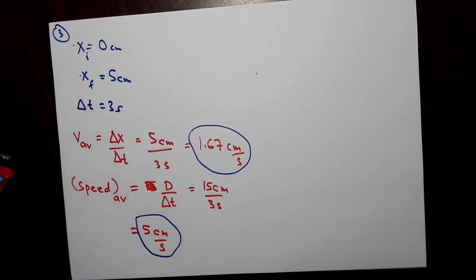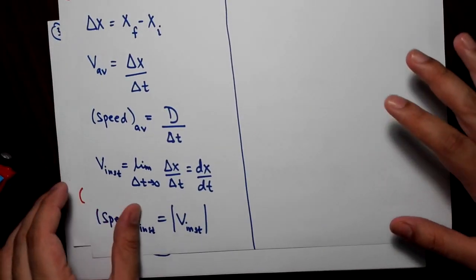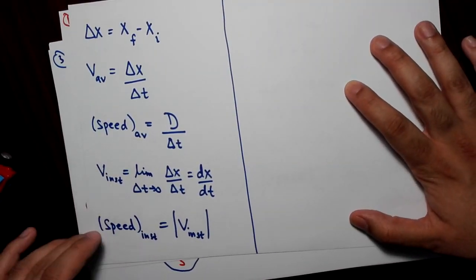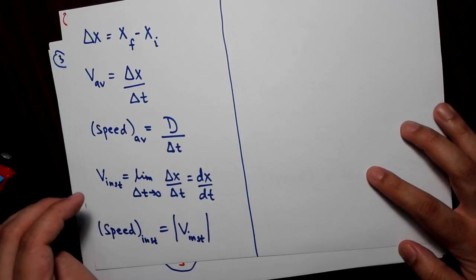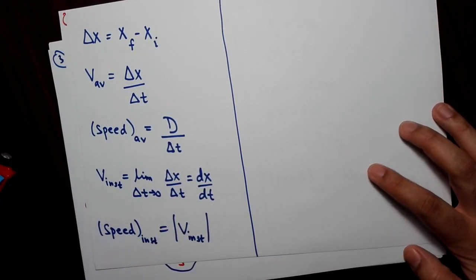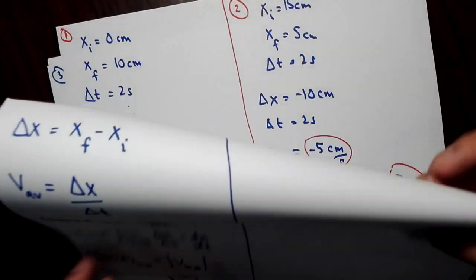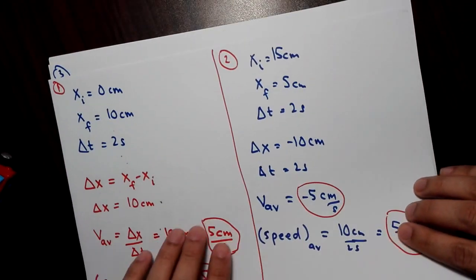So that's one way of thinking about average velocity and average speed. We'll discuss instantaneous velocity and instantaneous speed in a different video, because we'll take an example of x as a function of time, and then we'll take the derivative. But for now, let's just stop over here and make sure that you understand these 3 simple examples.